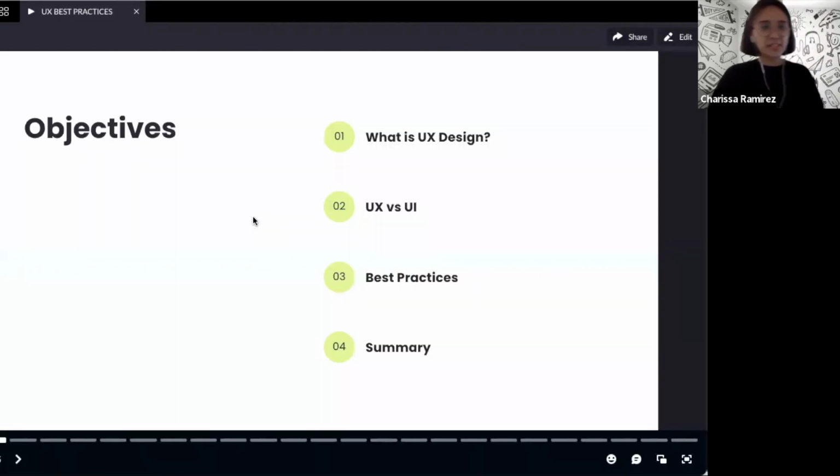My name is Charissa, and today we'll be discussing the best practices for UX design. But first, let's have an overview of UX design and the difference between UX and UI.